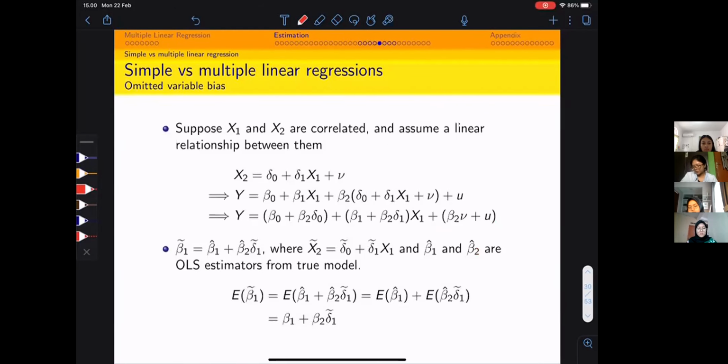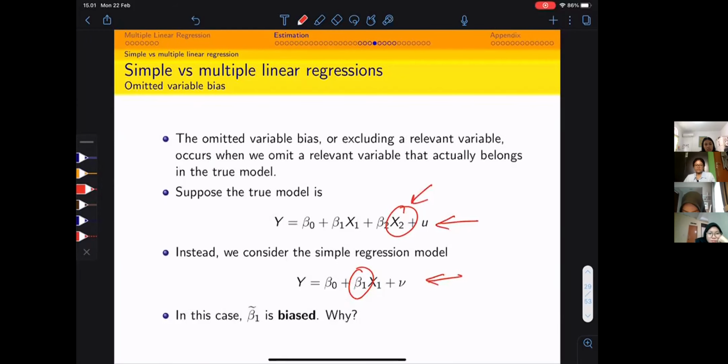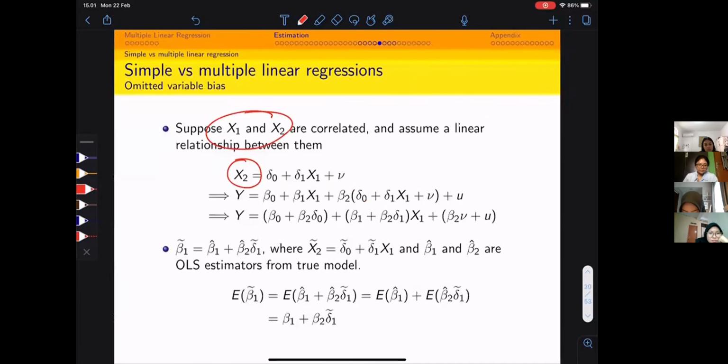So let's get into a more technical detail. Now what we're going to assume is that X1 and X2 are correlated, okay? And we're going to assume that there is a linear relationship between the two, okay? And so what we're going to do is impute this X2 into here, okay? If you follow the regression, it looks long, it looks tedious, but it's actually very straightforward. It's just very simple algebra. So if you can follow it and then do your exercises on your own, that's going to be beneficial for you, okay?